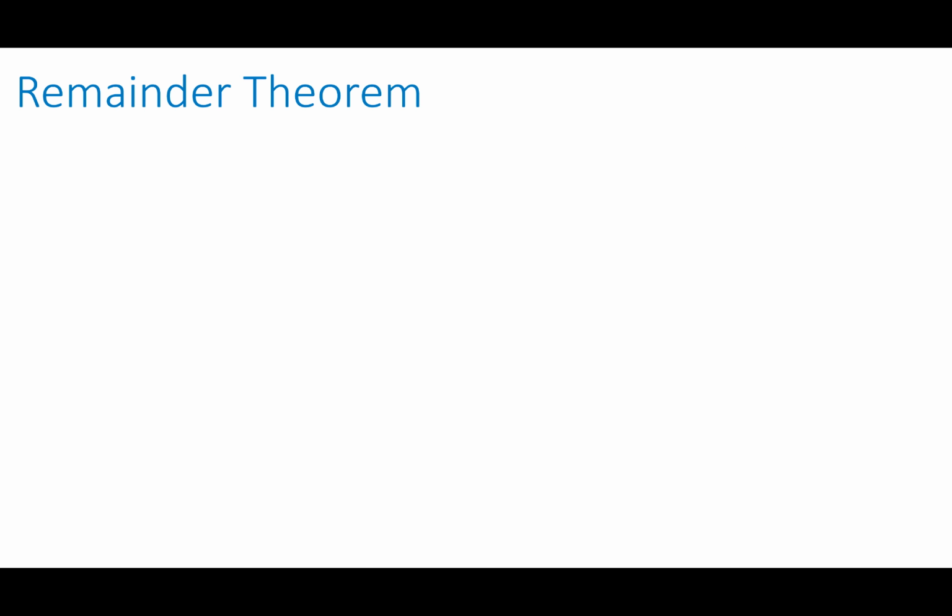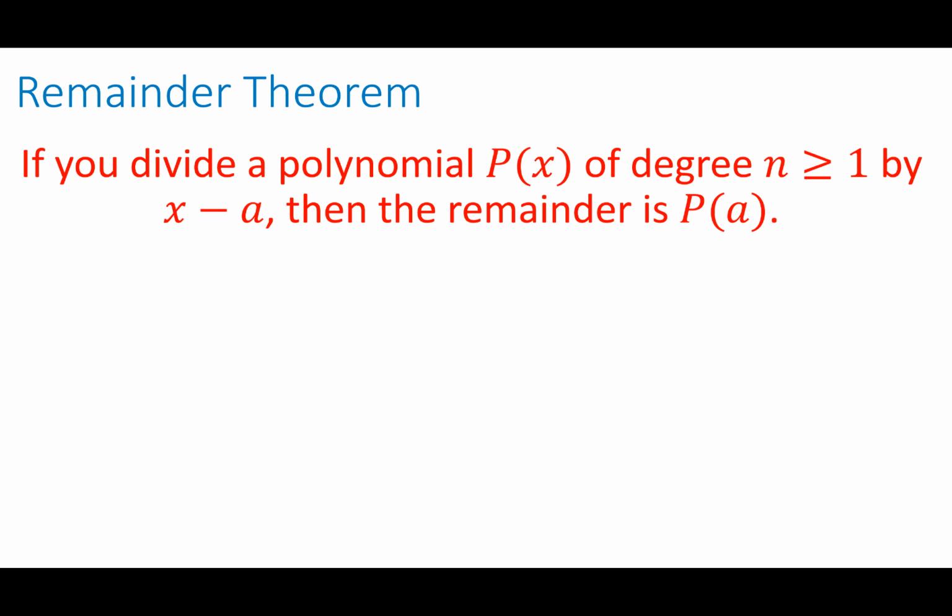Okay, last thing we're going to talk about today is called the remainder theorem. Okay, and this only applies to the remainder. That's why it's called the remainder theorem. It says if you divide a polynomial p of x, so whatever your polynomial is, we're going to label it the function p of x. Okay, so p of x could be anything. P of x could be 2x cubed plus 5x minus 3 or whatever. Okay, p of x is just representing some polynomial.